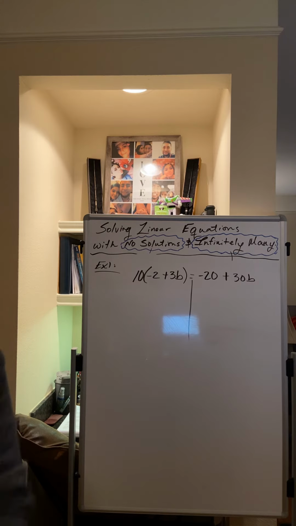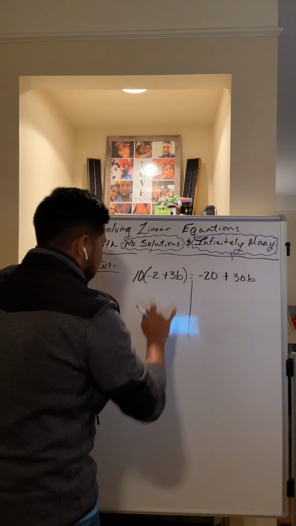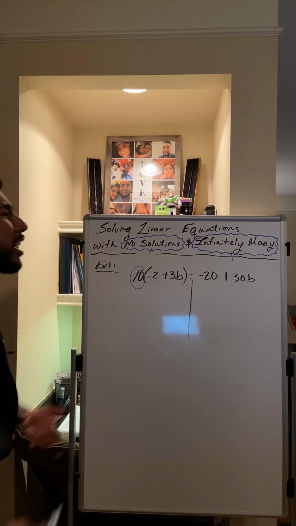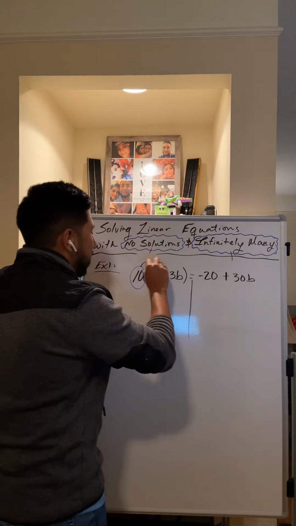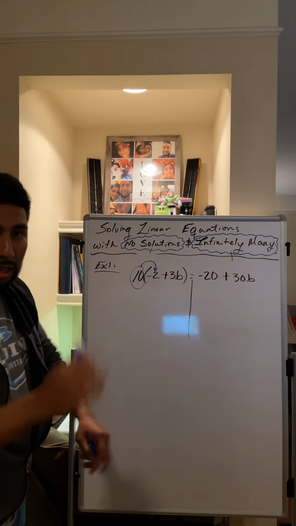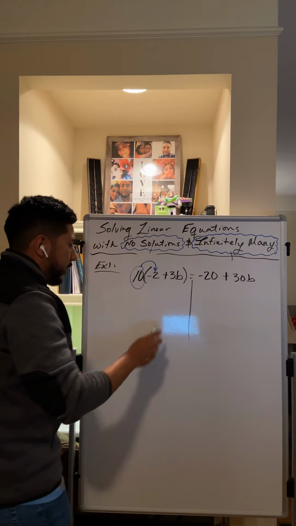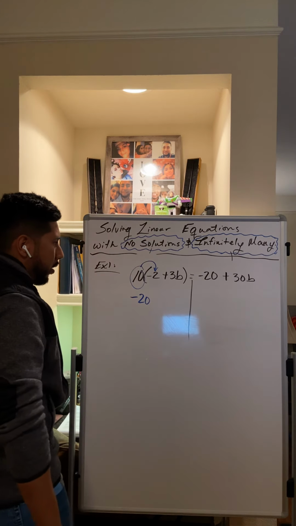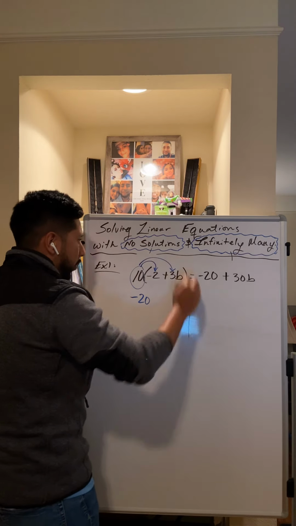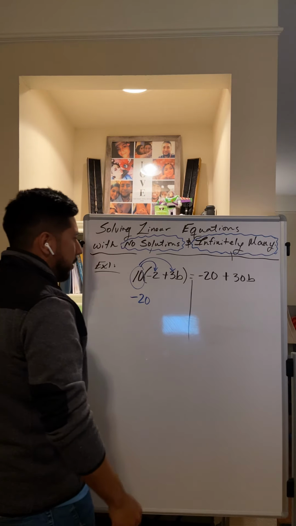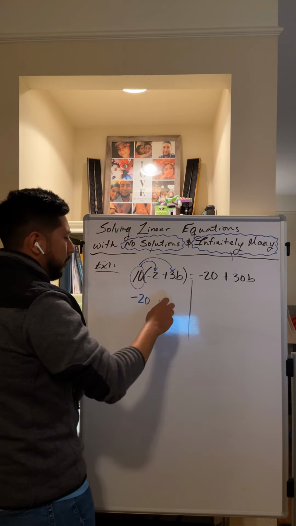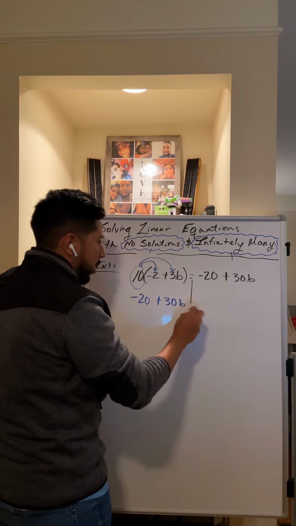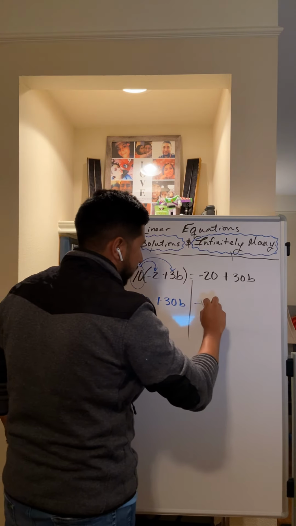After that, we look at distribution. Okay, parentheses right here. Ask yourself, what am I multiplying? I got 10 times a negative 2. Calculator: 10 times negative 2 gives me negative 20. Next one, 10 times 3. If you're not sure, use a calculator, no fear. 10 times 3 does give me a positive 30b. Let's bring everything else down.